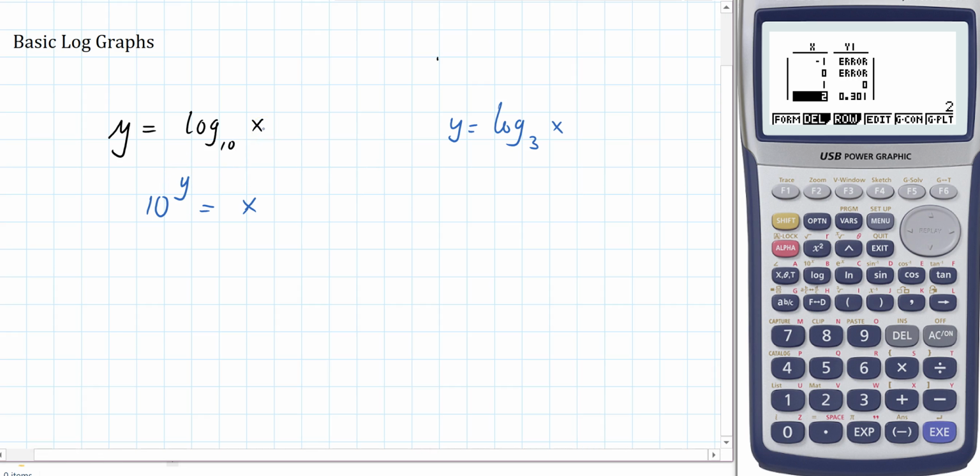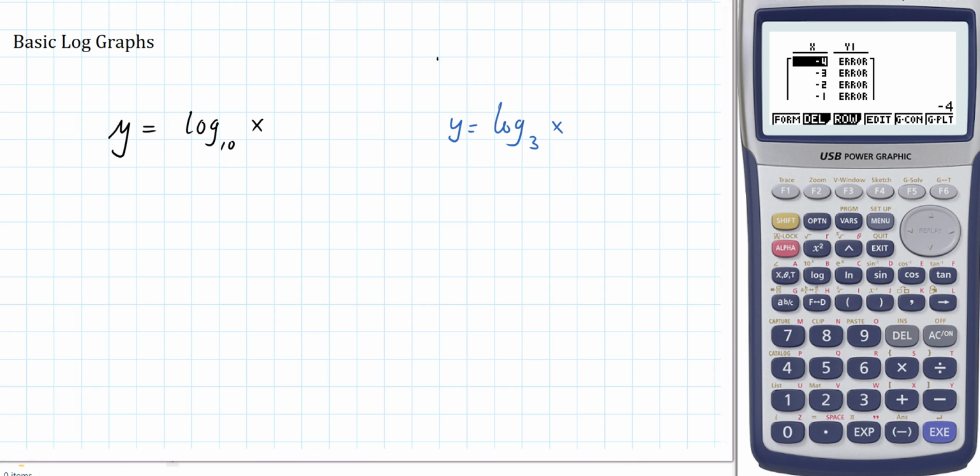Now, if x is a negative number, as we have over here, I'm asking, what power can I raise 10 to in order to give me a negative number? And that's just not going to work. I just can't get that. So this is the reason why we get errors happening over here. It's a rather unusual feature of a log graph, and that is that the log graph doesn't exist when x is a negative number. So this relationship with log graphs and exponential graphs is an important one.